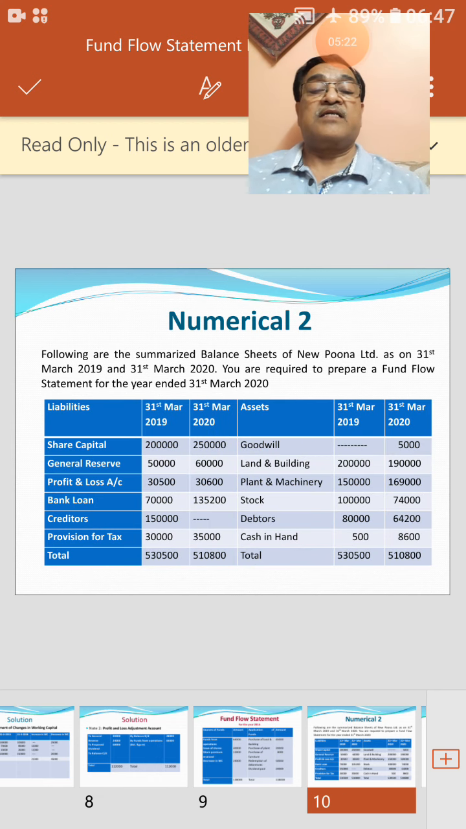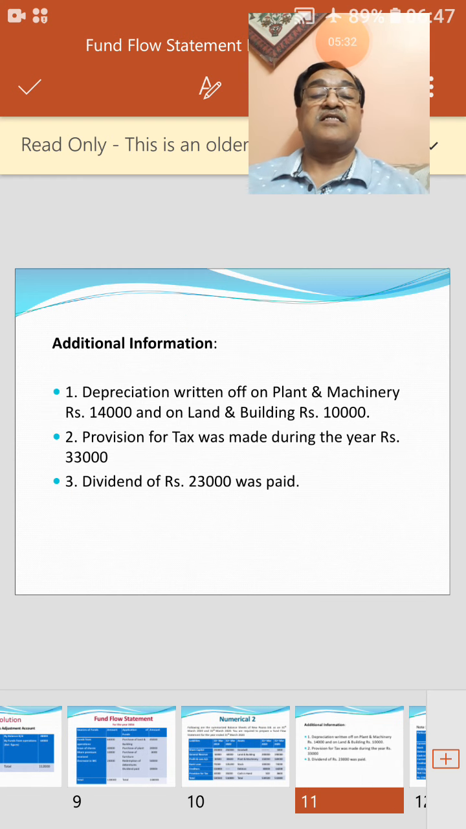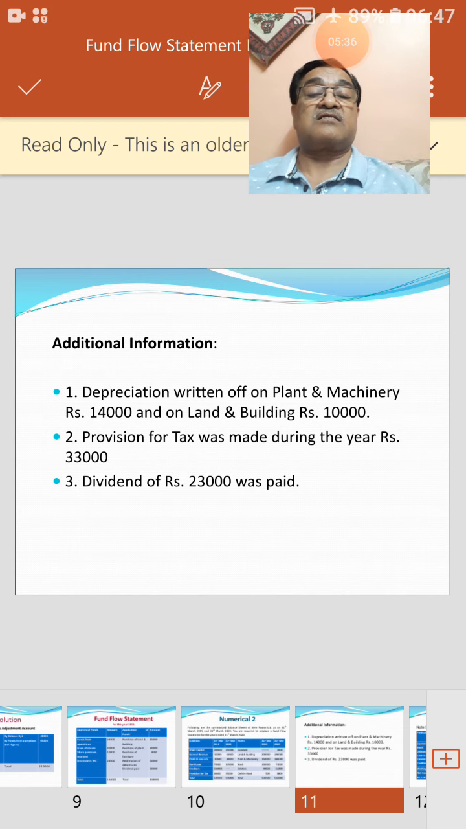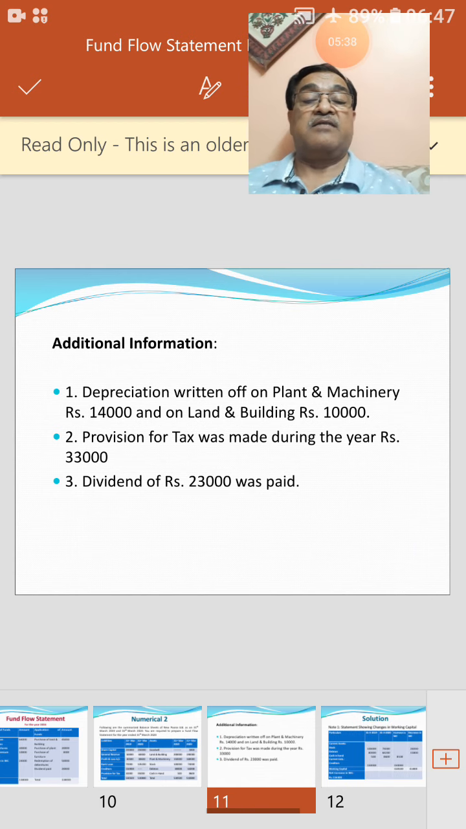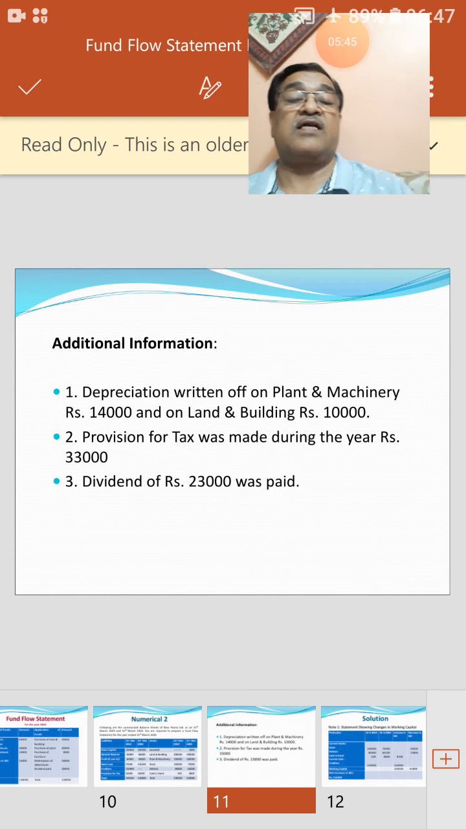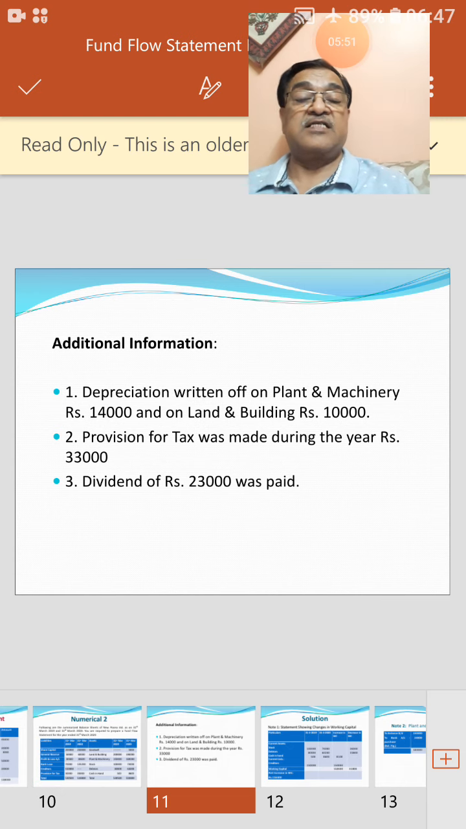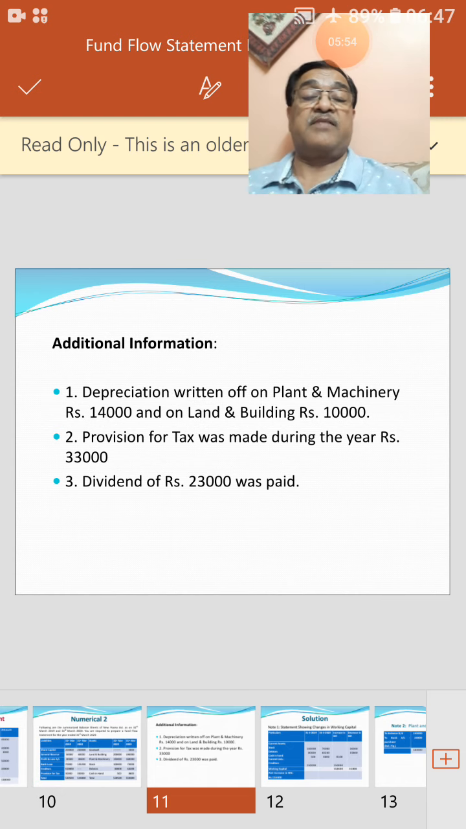Now these are the balance sheets of 2 years, 2019 and 2020. Liabilities are given, assets are given. Few adjustments are given. Number 1, depreciation. Number 2, provision for tax to be made during the year. And number 3, dividend to be paid. So you have to open separate plant and machinery account and land and building account, provision for taxation account, and payment of dividend will be shown in adjusted P&L account or fund flow statement.